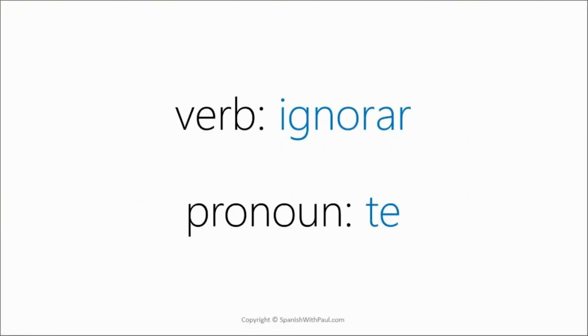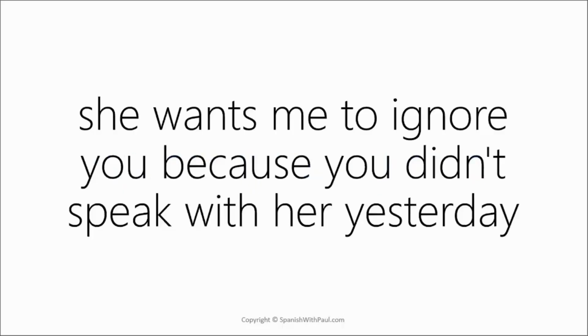The next verb will be ignorar, to ignore, and the pronoun will be te. Our sentence is, he wants me to ignore you. First, how would you rephrase that in English? He wants that I ignore you. Now translate it into Spanish. Quiere que te ignore. She wants me to ignore you because you didn't speak with her yesterday.